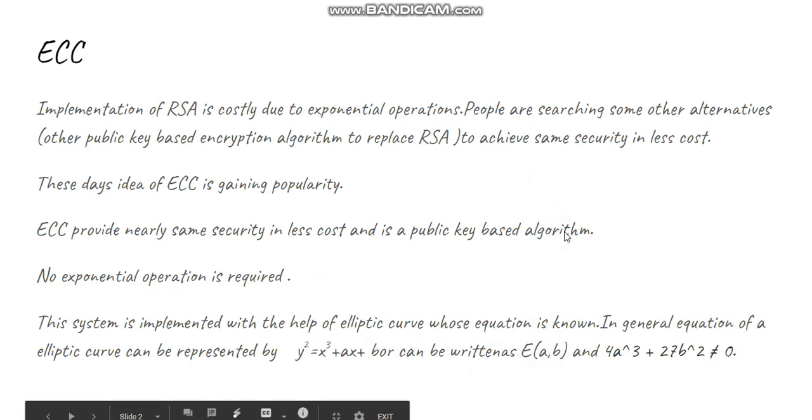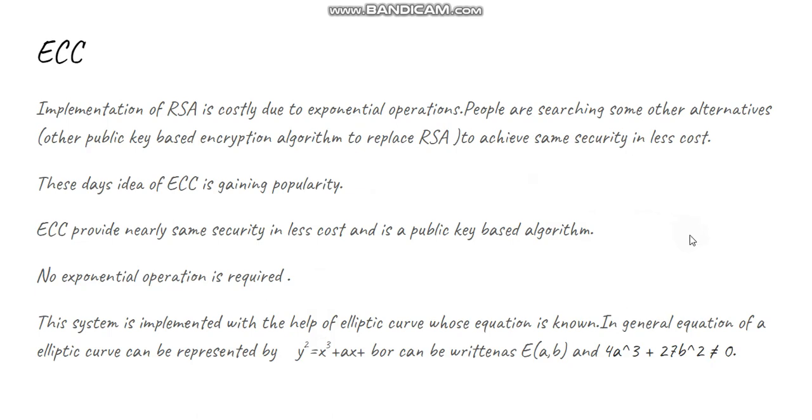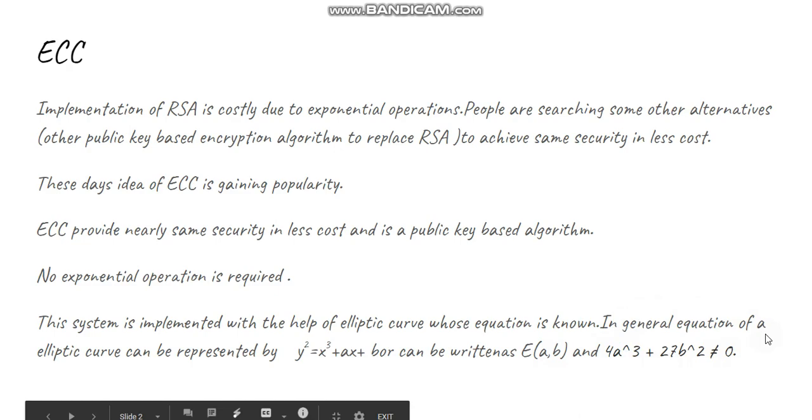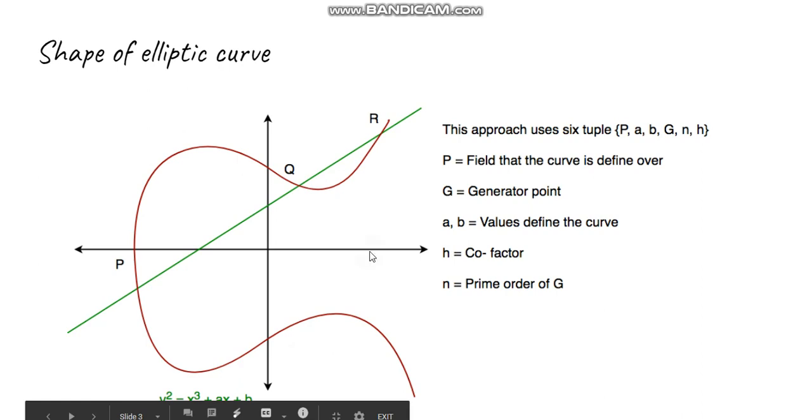If you want to do encryption and decryption, you need to supply the values of a and b, and you need to check whether this condition is satisfied or not. When you supply a and b, you can generate the values of x. For each value of x, you can generate the value of y, and you can draw a curve. So this is one elliptic curve, right? The equation is y square is equal to x cube plus ax plus b. This curve is called an elliptic curve.